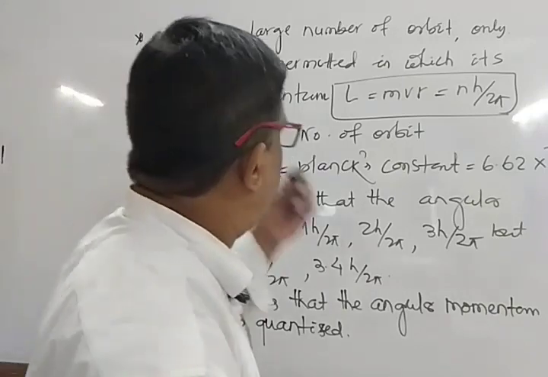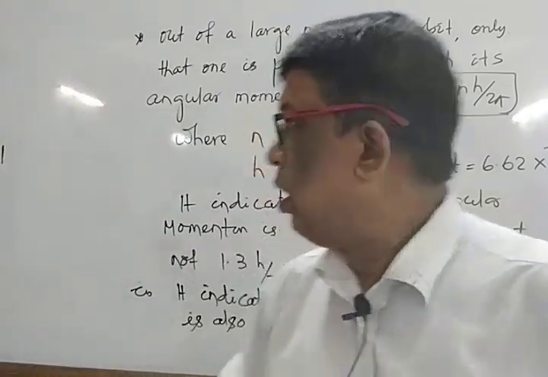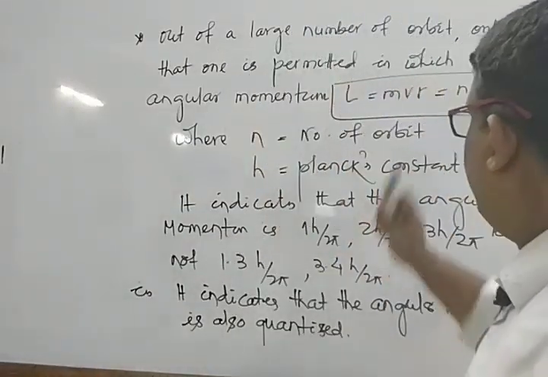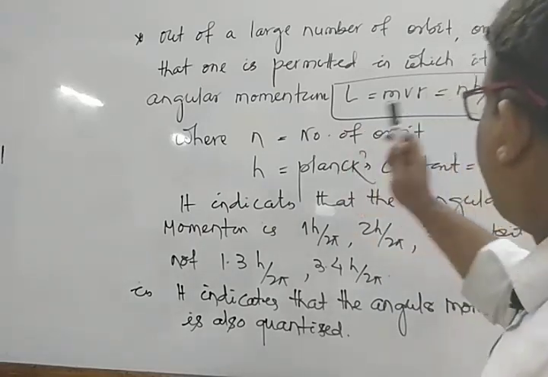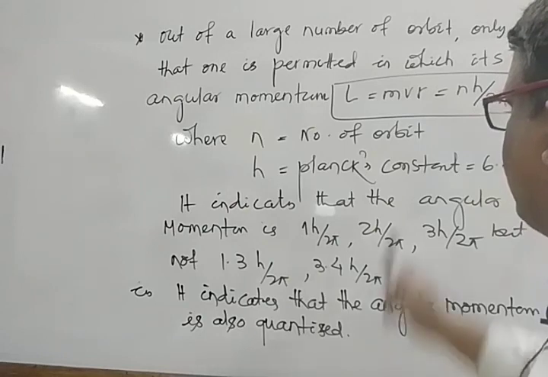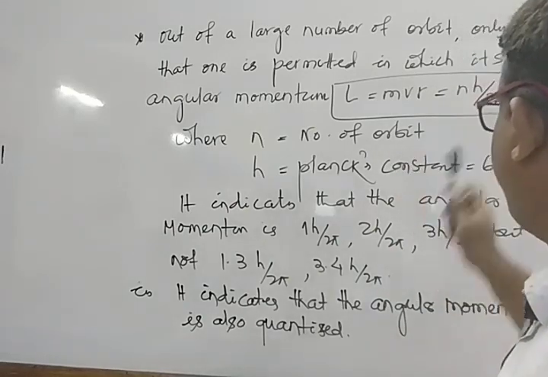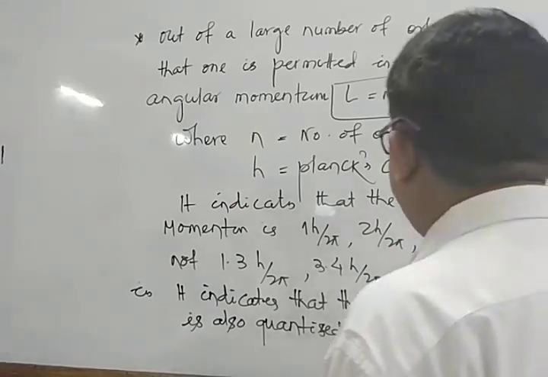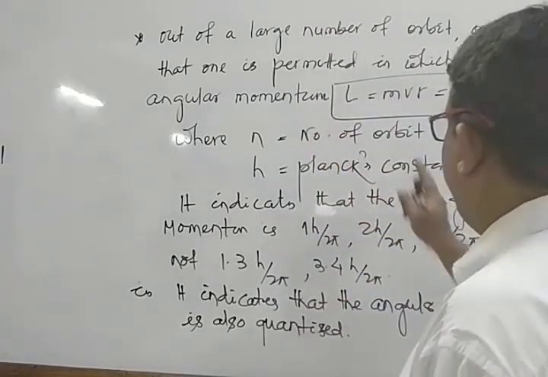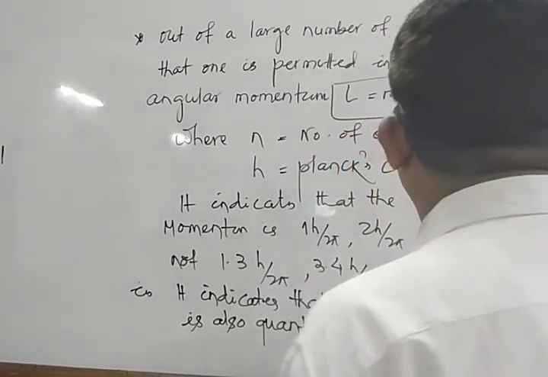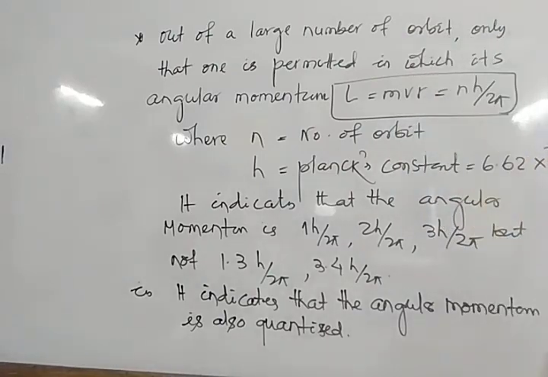I repeat again, out of a large number of orbits, only those orbits are allowable for an electron in which angular momentum is an integral multiple of h by 2 pi. That means it may be 1h by 2 pi, 2h by 2 pi, 3h by 2 pi, but not a decimal or fraction value, where n is the number of the orbit and h is known as Planck's constant.